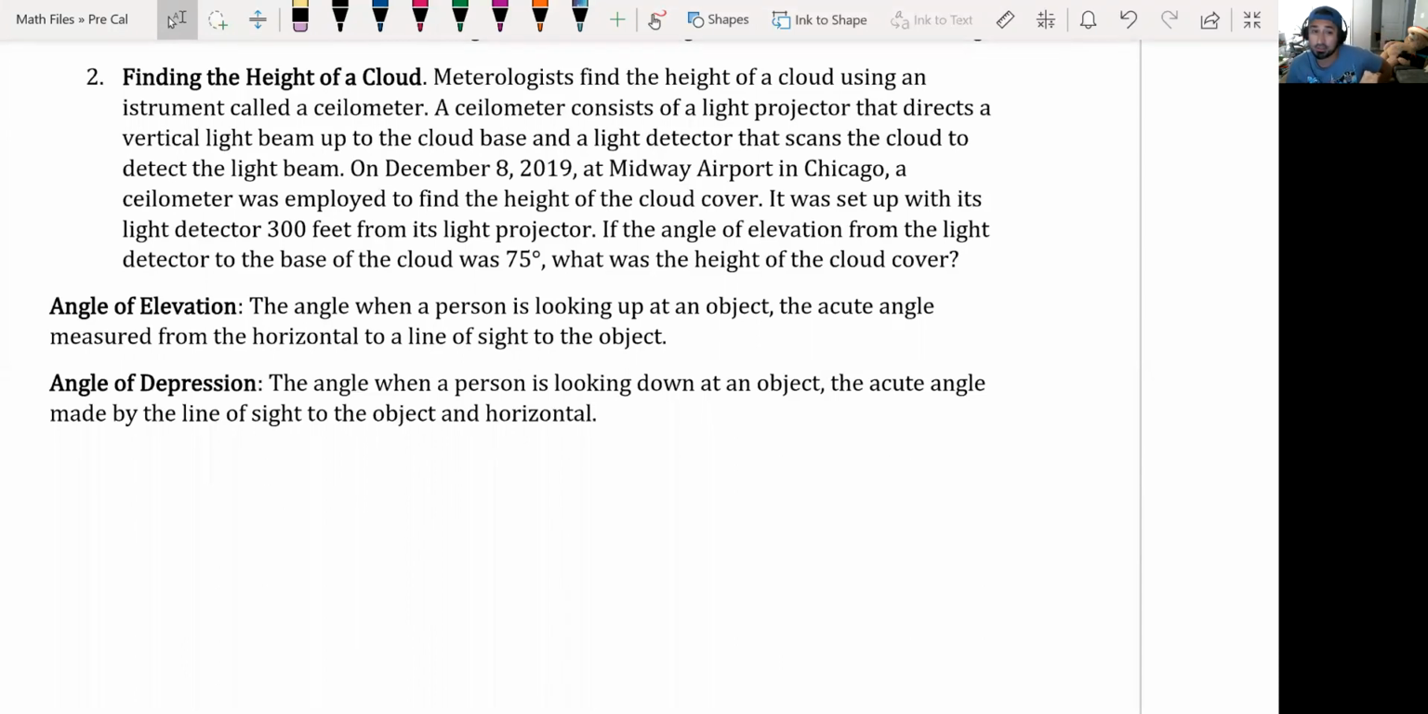If the angle of elevation from the light detector to the base of the cloud was 75 degrees, what was the height of the cloud cover? Okay, so some definitions real fast. Whenever you see the words angle of elevation, this means that whoever's surveying is looking up. So the angle is always at the base of the triangle. If it's an angle of depression, then this person is looking down, and that angle is at the top of the triangle. So those are just some words to look out for and how you set up your triangles.